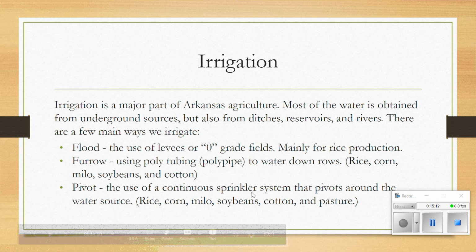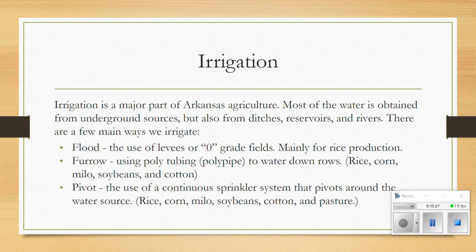Let's round this out right here. Irrigation, major part of Arkansas agriculture. We have some of the best water in the world. We have an abundant water source and underground aquifer. But we also use water runoff in ditches, reservoirs, and rivers.